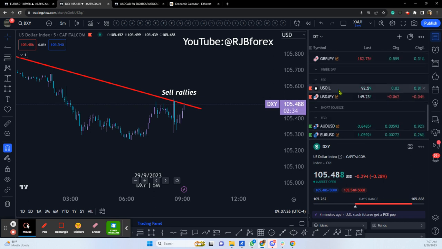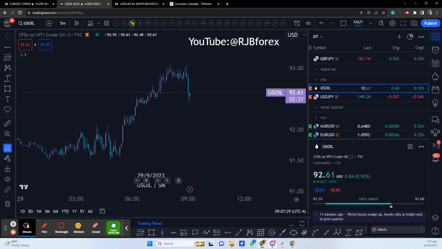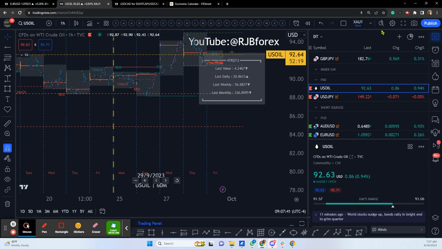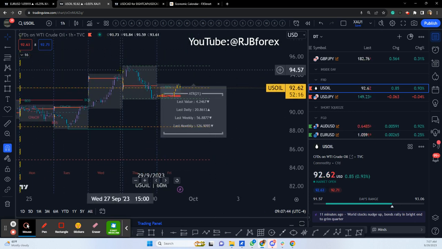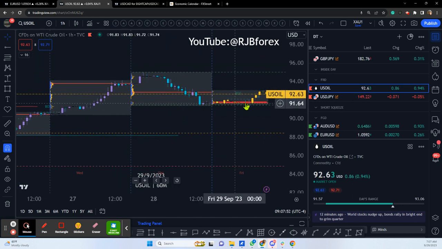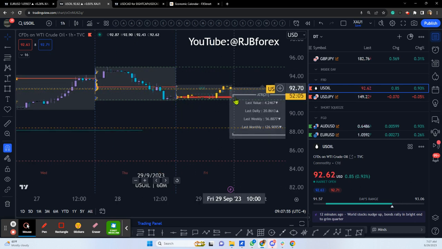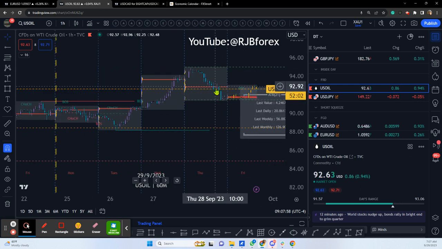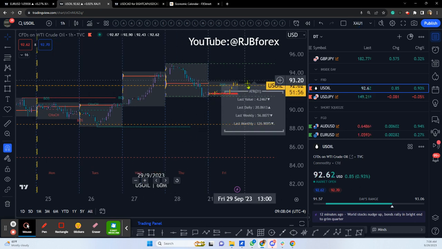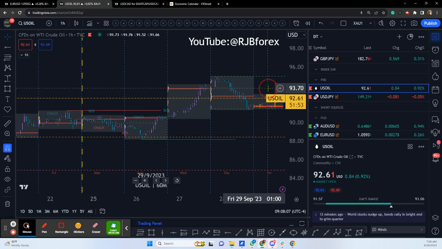Okay. I've also got oil on the radar. It was a first red day. So it looks like we're taking off now to the downside. So we closed lower yesterday. So just like the dollar, I'm looking to sell rallies. So we're pumping up and perhaps we're coming down in line with yesterday's sell-off. So impulse, correction, downside continuation in oil.